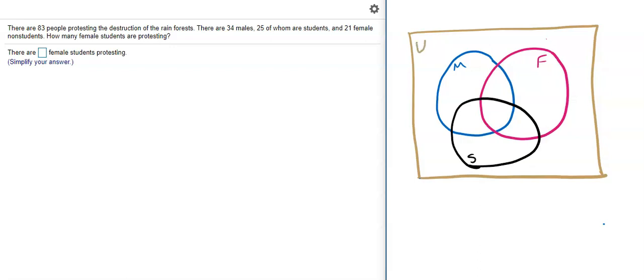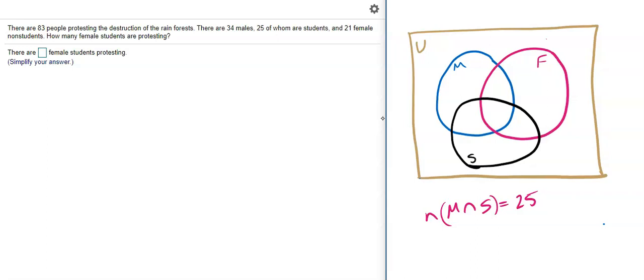For the previous problem, you know, we had these numbers that were representing the number of people that were inside of each of the sets. People or things or whatever, there was no context to go along with this previous problem. But here, we know that there are 83 people protesting in general. And we have that 34 are males, 25 of whom are students. So do you notice this one, males intersect with students? That's the people who are males and students. It says there's 25 of them. So the number of that thing is 25. There are 25 people who are males and students.